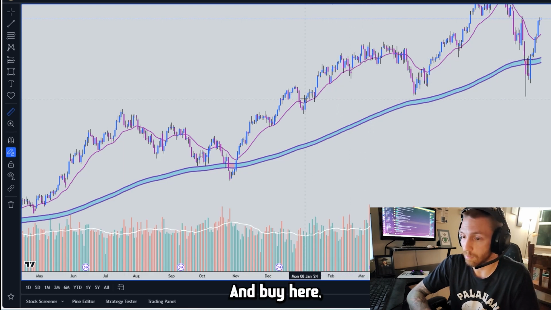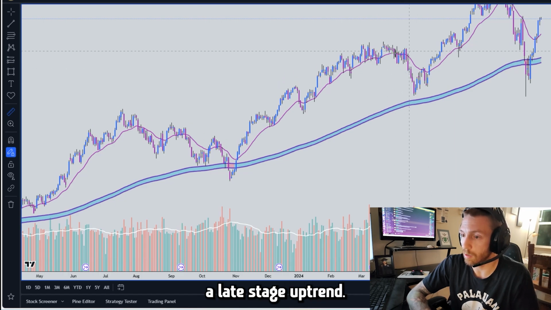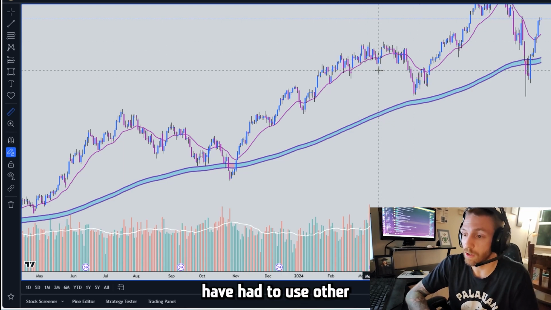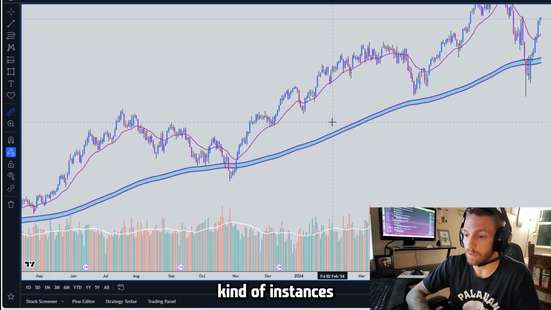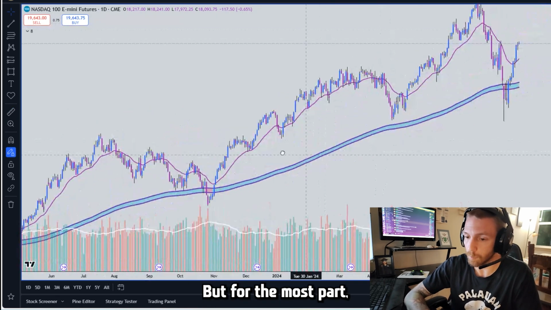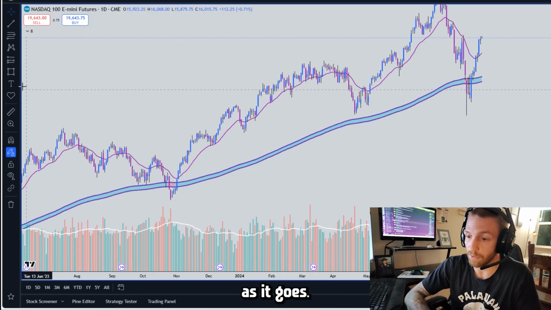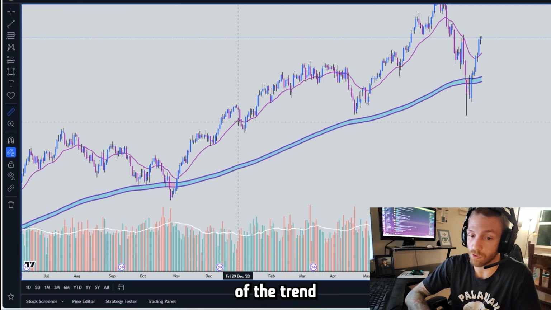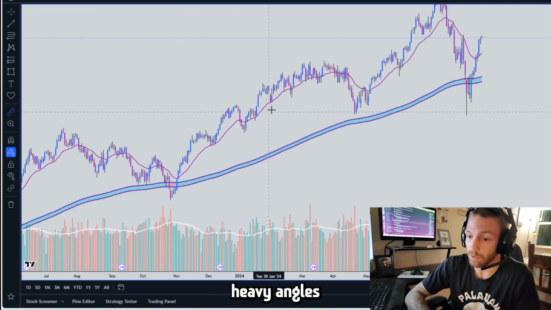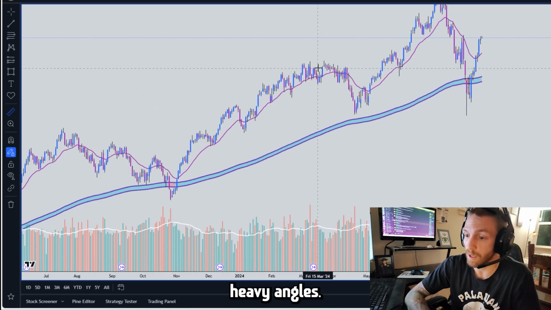By here, I mean, if you were already in a late stage uptrend, so right here it would have been choppy, but you would have had to use other kinds of instances as well. But for the most part, you can really use this perfectly as it goes. And notice the angle of the trend, angle of ascent, heavy angles to the upside.